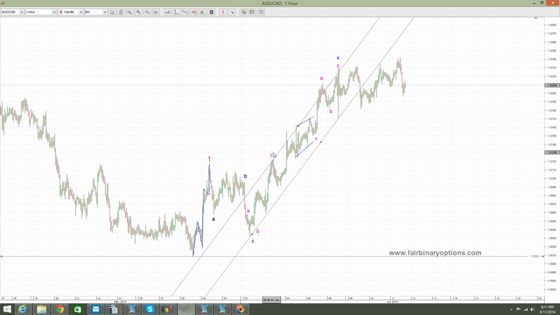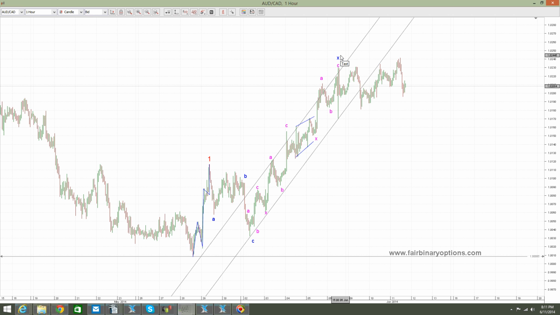So ABC, X wave, then another A, B, C, and then the X wave as a running variation of a contracting triangle, and with a thrust completed, the X wave out of this degree is completed here.